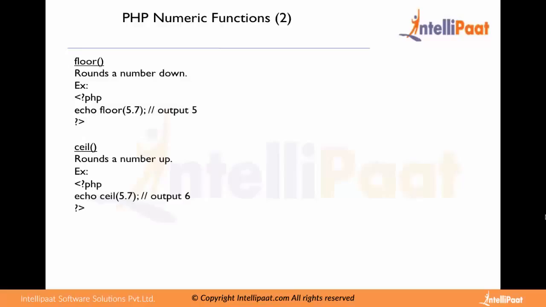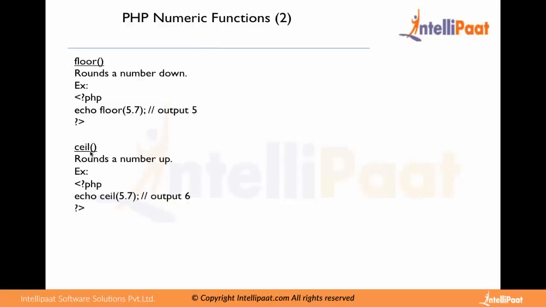Now we will see the floor function. It will round a number down. Suppose I have some floating numbers and I want to make it into a round figure. So in this example, I am passing 5.7 to the floor function, and it will give me 5. It will give me the lower number, not the highest number. It will give me the lowest number before the decimal. So here it is giving me 5.